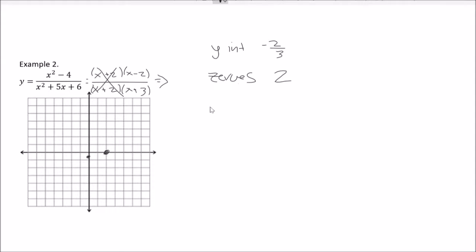Let's plot it. How about the horizontal asymptote? Well, that's an easy one. That's 1. So dot, dot, dot, dot, dot. What about the vertical asymptote? That's at negative 3.